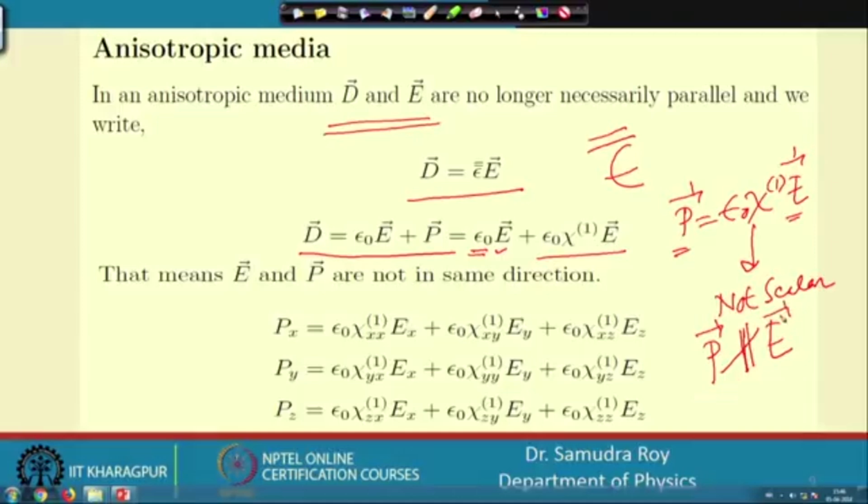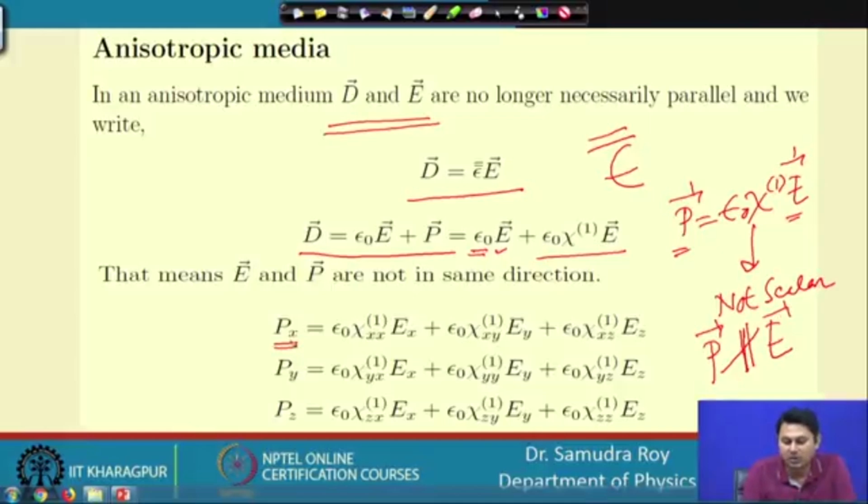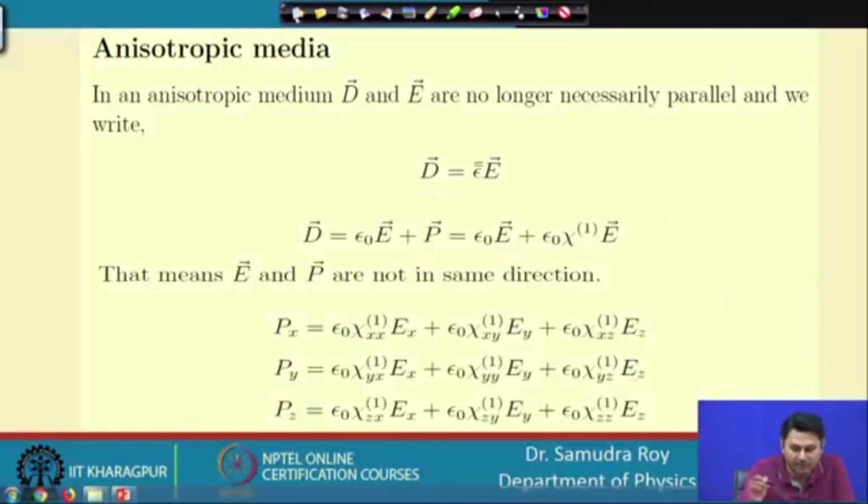If that is the case, then the Px component will not be equal to the Ex component multiplied by some constant. Rather, the Px component is related to the Ex component, Ey component and Ez component. In a similar way, Py component is related to Ex component, Ey component and Ez component, and so on for Z. How is it happening? So, let me go back to the next slide, and then probably things will be understood.